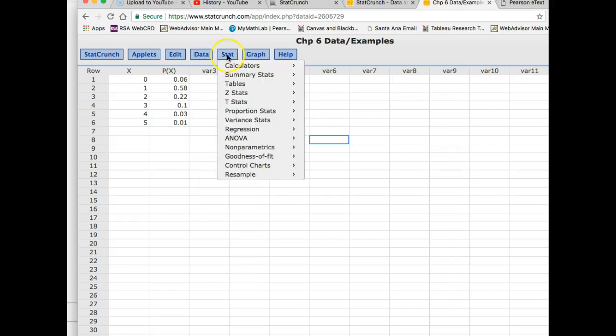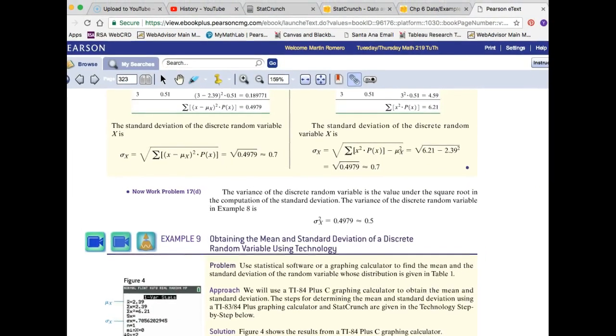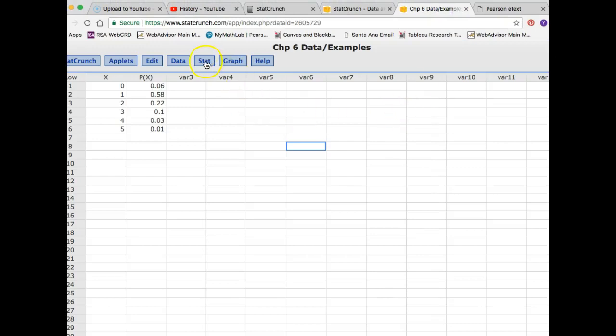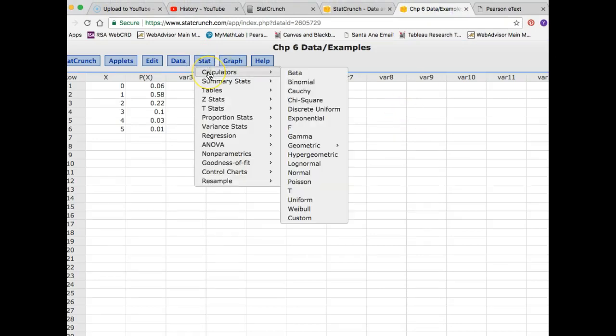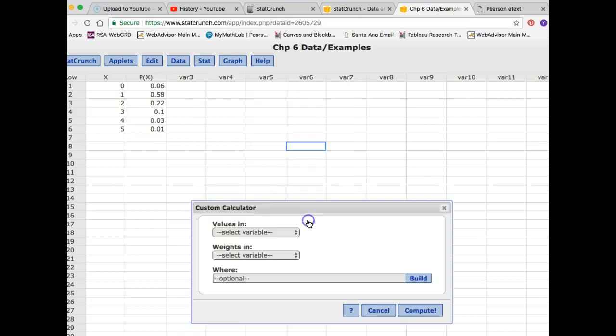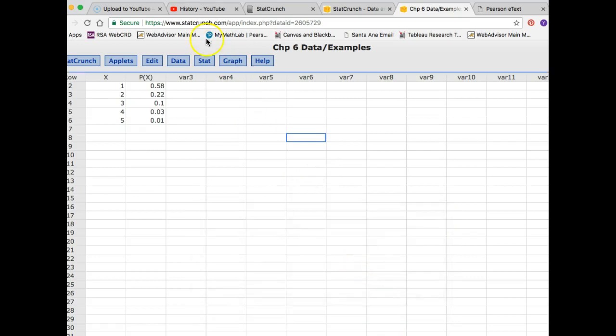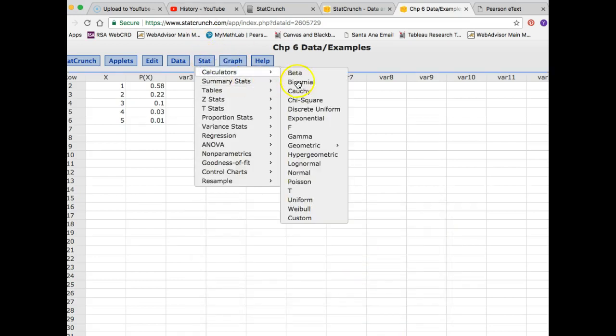And so to do that, we're going to do summary stats. Hold on, let's do this again. So let's finish this up again. So not in stat, but what we want is calculators, not summary stats. And in this case, this is going to be a special calculator. It's called a custom calculator. The values are in variable X. So again, let me show you one more time. Stat calculators. These are for the probability distributions, finding the mean or expected values.